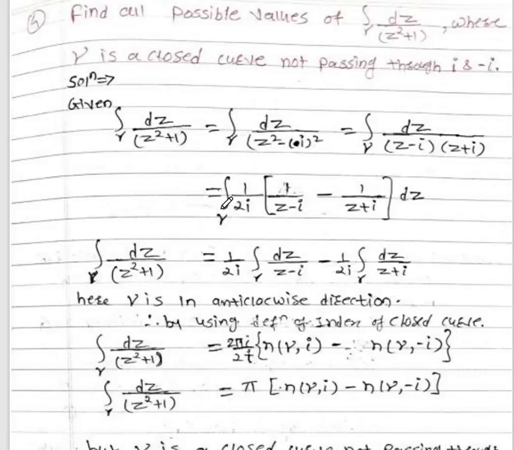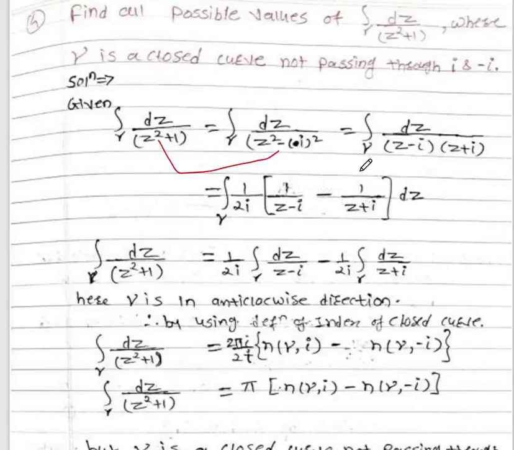Okay. So here we have to find out the possible values of the integral. What is given is that the integral dz upon z square plus 1 can be written as the integral over gamma dz upon z square minus i square. We can write it this way, minus into i square, that is minus 1, minus minus 1 you will get plus 1, that is z square plus 1. So we can write this term in this way.